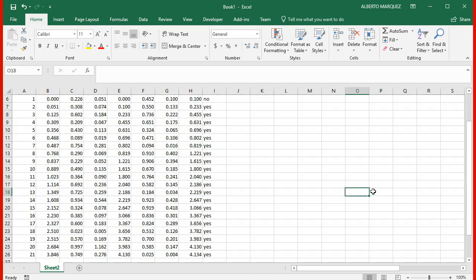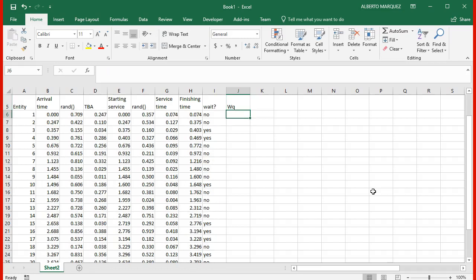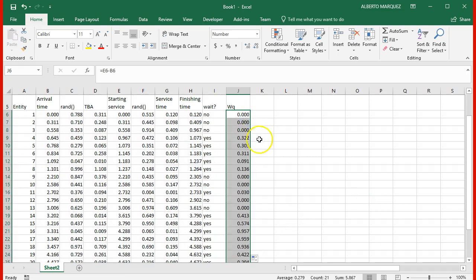Well, can we compute how much they waited? Sure we can. We can compute the difference. That will be the waiting in line, and that is going to be the difference between when we started the service minus when we arrived. For the first one it is 0, but the others may have a different number.